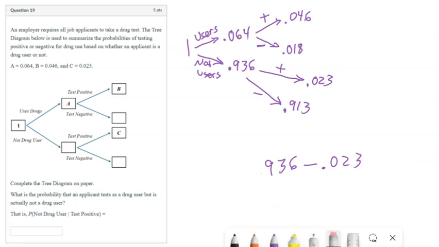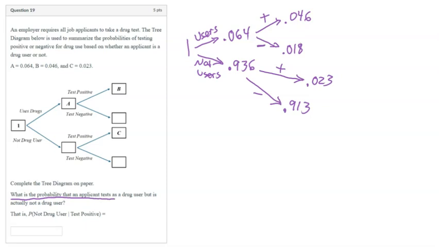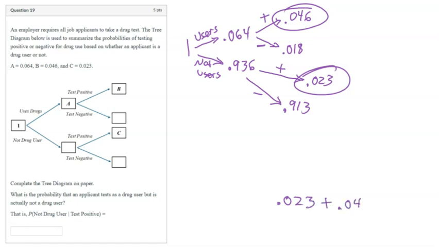And then it says, let's read the question. It says, what is the probability that an applicant tests as a drug user, but is actually not a drug user? And look, it shows it right here. That is, what's the probability that they are not a drug user given that they tested positive? Okay, so tested positive, that's going to be the denominator. And so in the denominator, we're going to put all the people that test positive. Well, that's this. So look, positive 0.023 and 0.046. So we're going to put 0.023 plus 0.046 in the denominator. Those are all the people who tested positive.